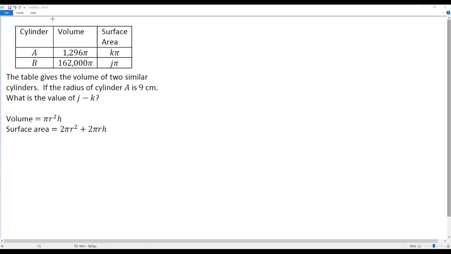Here we have a SAT math problem. Okay, let's go to the question. The table gives the volume of two similar cylinders. If the radius of cylinder A is 9 centimeters, what is the value of J minus K?